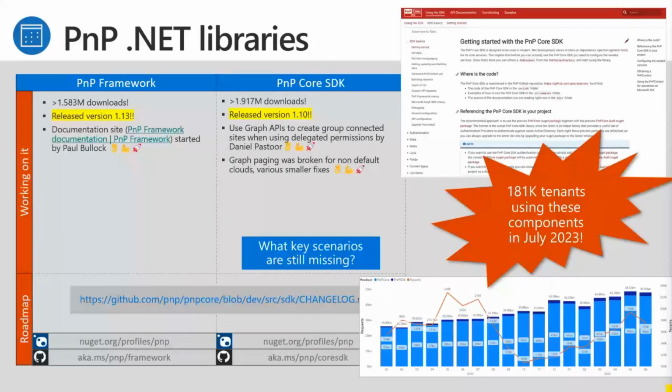Now, we had 181,000 tenants using these components in July 2023, which is mind-boggling. Please do contribute and give us feedback of what is needed. We want to know what's missing so we can address those gaps. But then let's jump on the PnP PowerShell with Gautam.